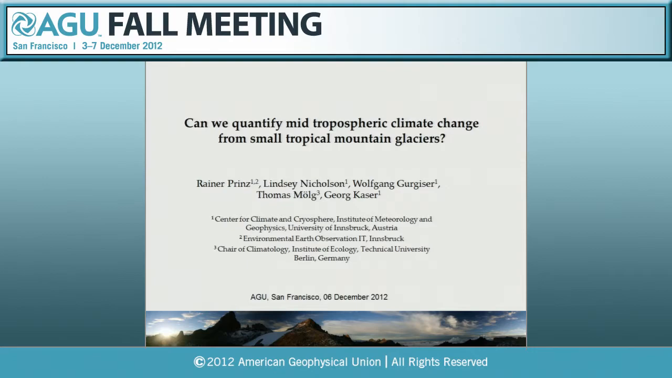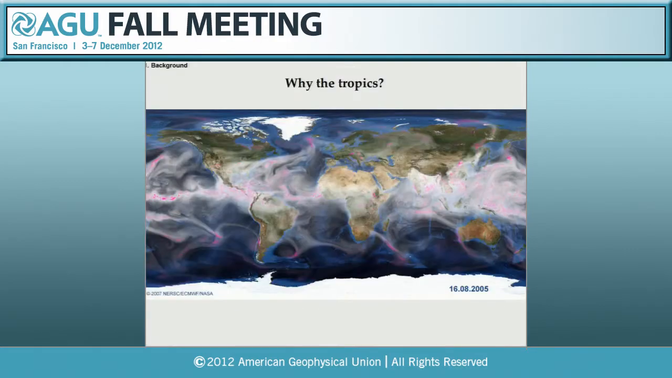Good afternoon, ladies and gentlemen. I'm Rainer Prinz, and I want to talk about how we can quantify, or how we try to quantify, mid-tropospheric climate change from small tropical mountain glaciers. It's a similar approach we follow on Mount Kenya on Lewis Glacier, and we use a similar approach to what Thomas just showed us. But actually, I'm going to talk about some limitations and restrictions to that. And it's still work in progress, so that's why the title is still a question and not an answer.